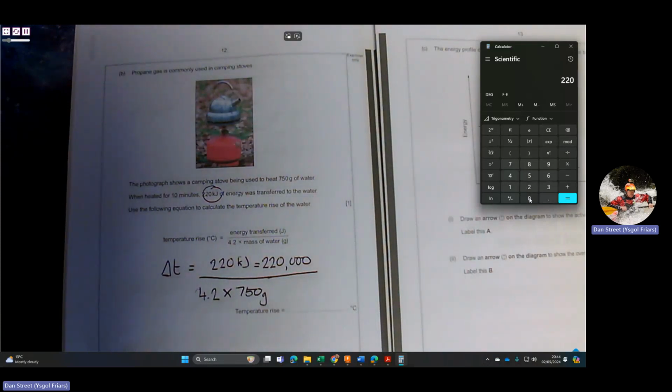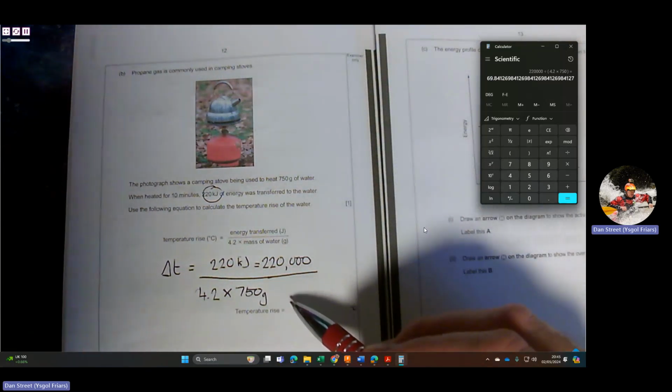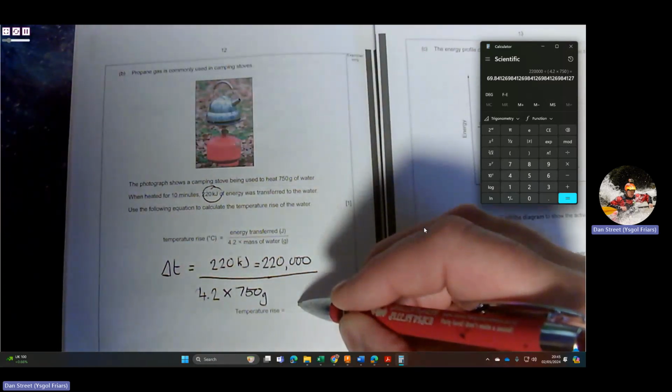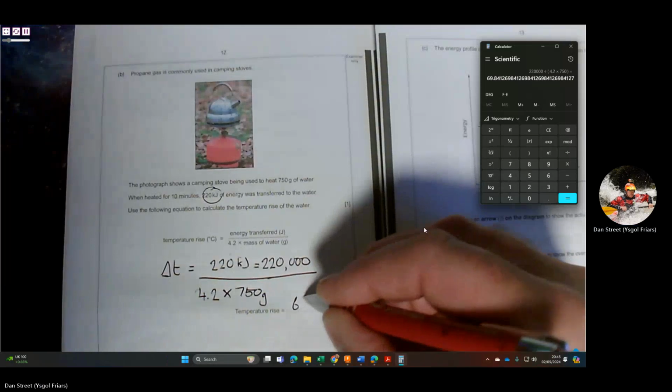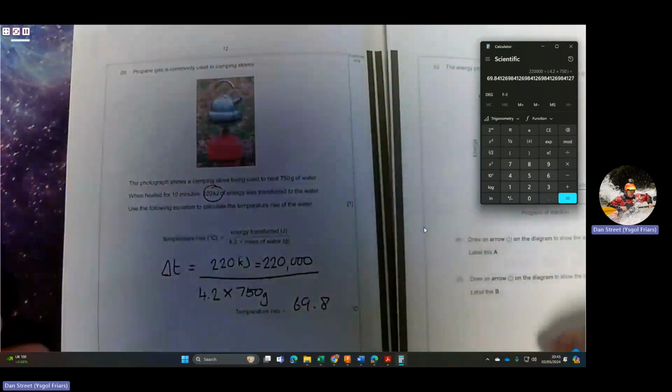So 220,000 divided by, and we'll put it in brackets just to be safe, 4.2 times 750 gives us 69.84. Okay, and the question doesn't demand that we quote it to a certain accuracy, so we'll quote it to one decimal place. That's 69.8, which is somewhat more sensible, because that's the sort of temperature rise we'd expect when we're heating water from about 20 degrees Celsius.